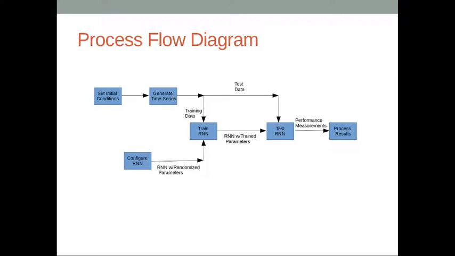Then the phase right in the middle of the slide is the training of the RNN. Both the time series data and the RNN come to the training phase. Then out of the training phase comes a trained RNN, one whose parameters have been set. That, along with test data, goes into the testing phase, and from the testing phase, you get performance measurements, and we process the results.